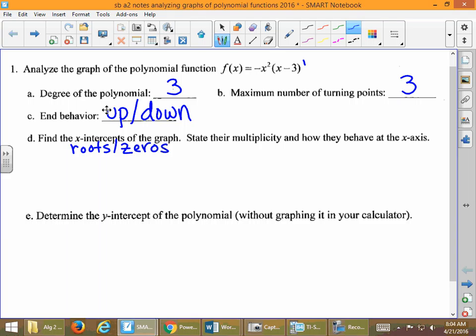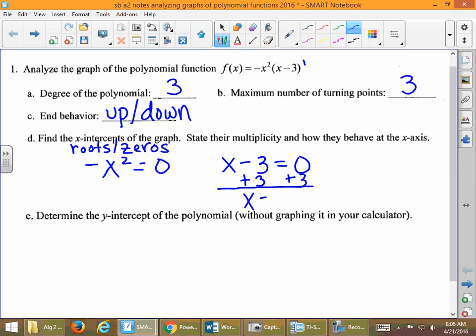But what we do with this is we say negative x squared equals 0, and x minus 3 equals 0. And we're going to have to do a little bit more here because we're going to have to state the multiplicity and how it behaves at the x-axis. But let's start there. And actually, this part here, that's not the part that gives people trouble. We add 3 to both sides, we get x equals 3. That doesn't seem to cause people trouble.